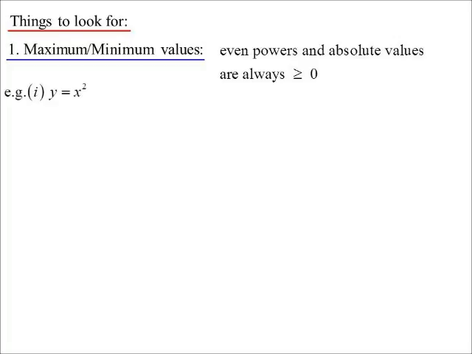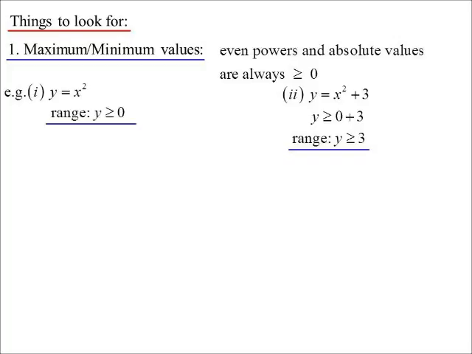So y equals x squared, the classic parabola. Well, the range is going to be greater than or equal to 0 because that square always has to be positive or 0. And they're my answers. All right, so x squared plus 3. Well, I know the x squared is always greater than or equal to 0. So therefore y must be greater than or equal to 0 plus 3. So I'll only get answers that are bigger than 3 for that one.